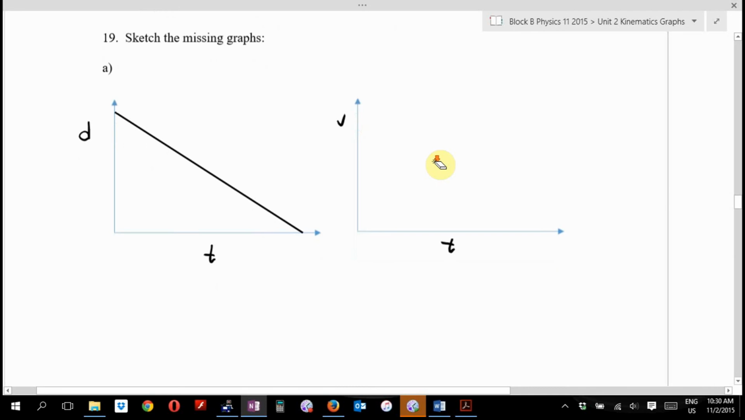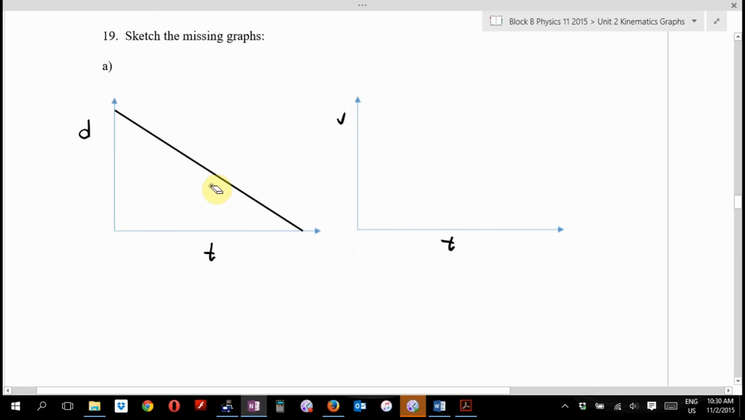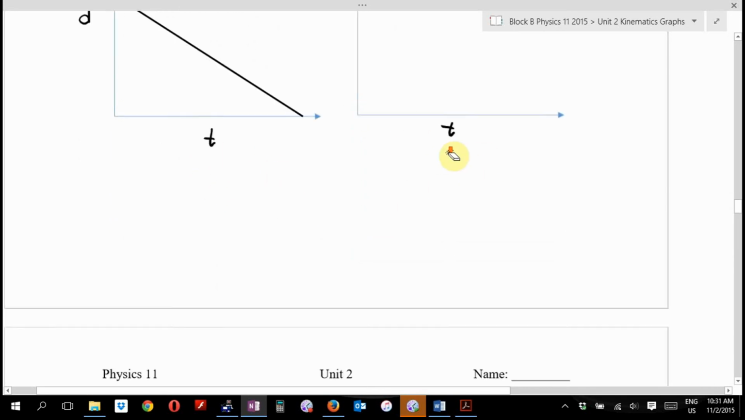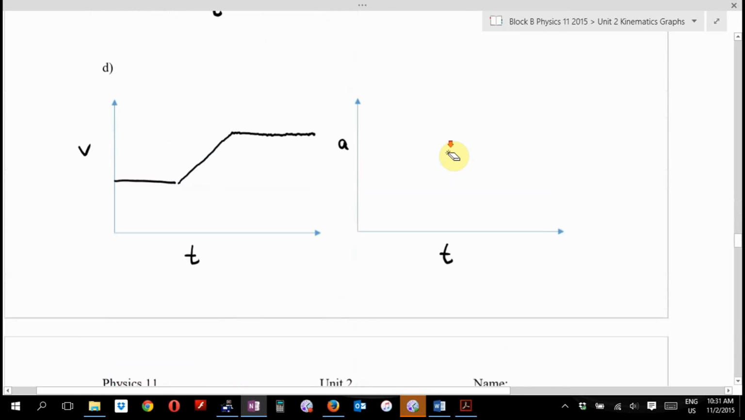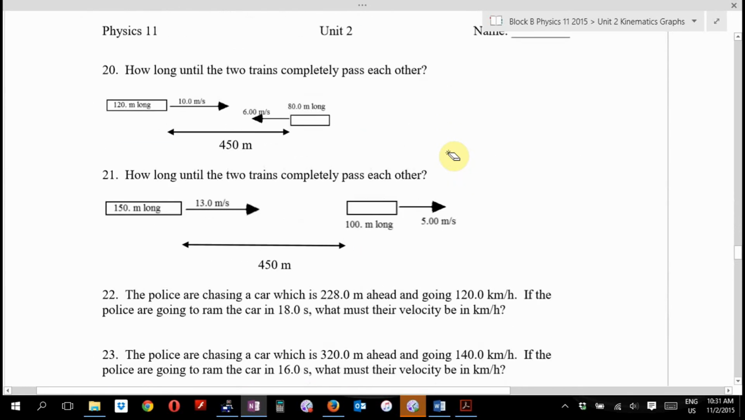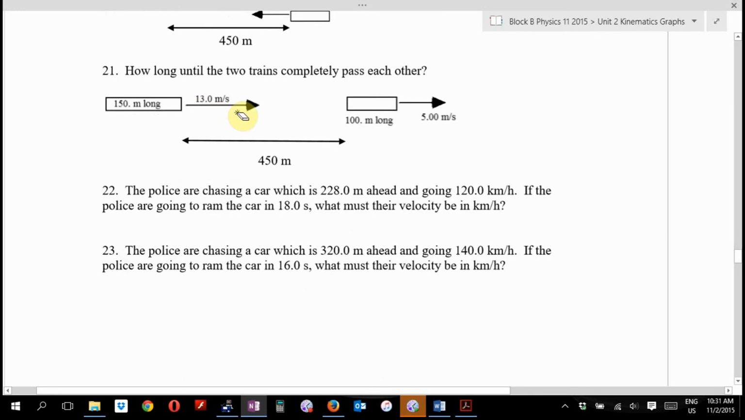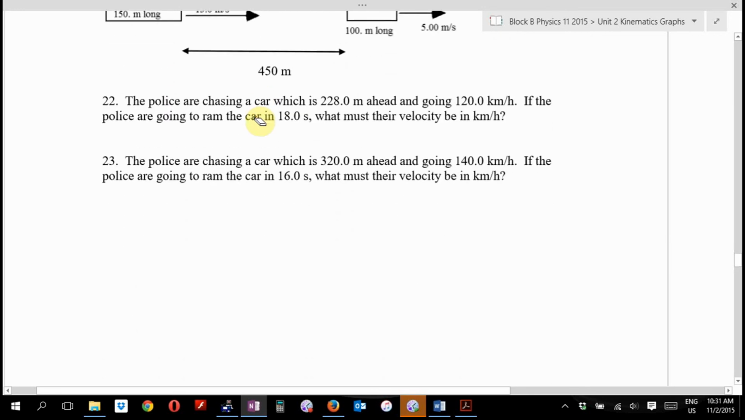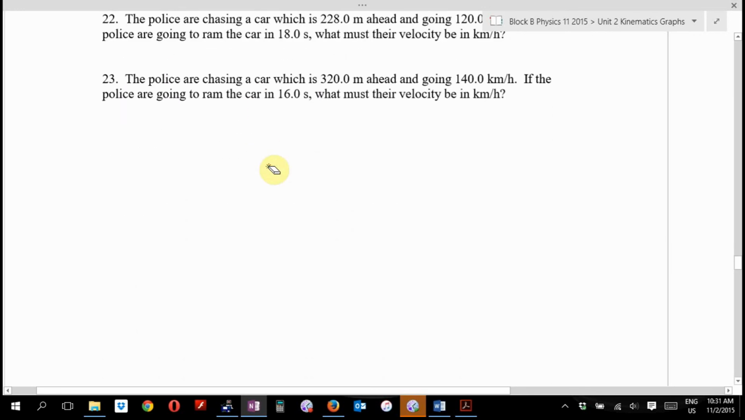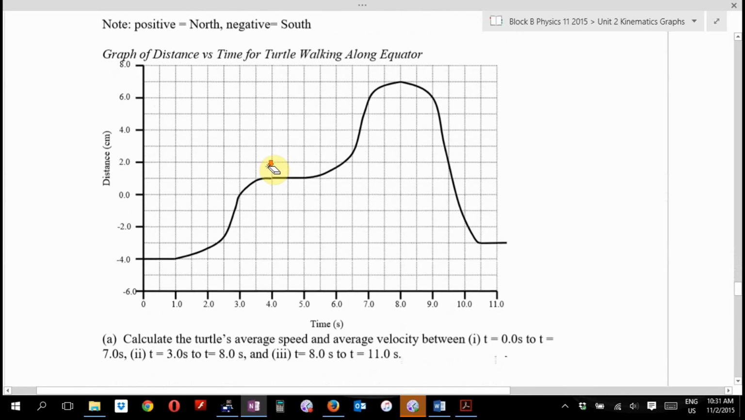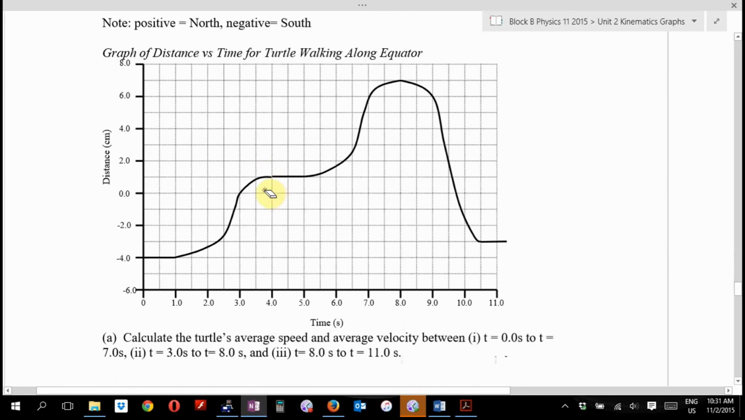Then sketch the missing graphs. So you'll have this on your test. I'm going to give you a distance versus time graph and say sketch the velocity graph that goes with it. Then number 20, two trains, different speeds, relative velocity. 21, two trains, different speeds, relative velocity. Police car, bad guy, relative velocity, relative velocity. And then here, what I didn't have on quiz 4, the instantaneous velocity of a curve where you have to lay the ruler down. That will be on your test as well.